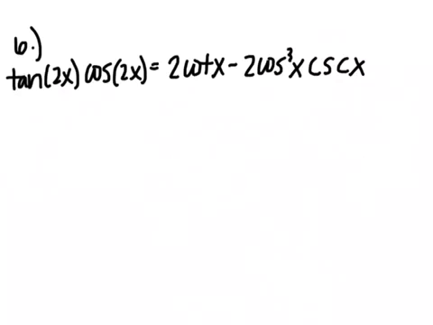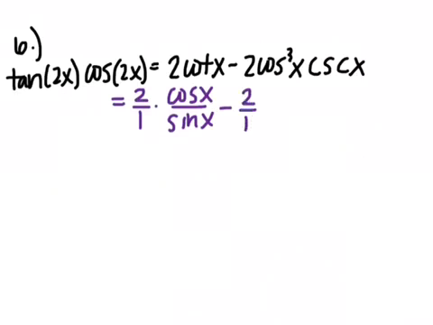I'm going to go ahead and change everything to sines and cosines because that generally is helpful. So if we work with the right side here, 2 is going to be 2 over 1. I know I'm going to have lots of fractions. Cotangent is cosine over sine. Again, I'm going to have a 2 over 1. Cosine cubed is in the numerator. And I have cosecant as 1 over sine.